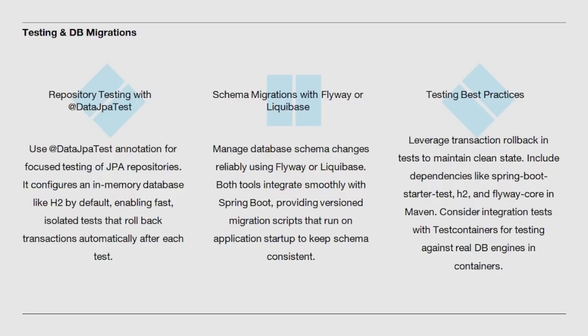Testing and DB migrations: repository testing. There is something called DataJpaTest, where you can write your unit testing. Use the DataJpaTest annotation for focusing testing on the JPA repository explicitly. It configures an in-memory database like H2, enabling fast isolated tests and rollback, etc.